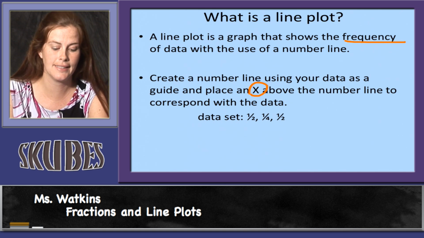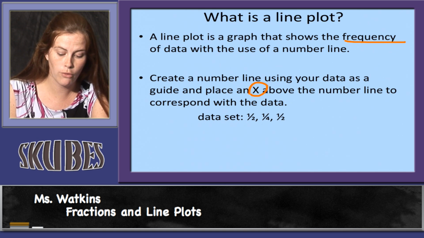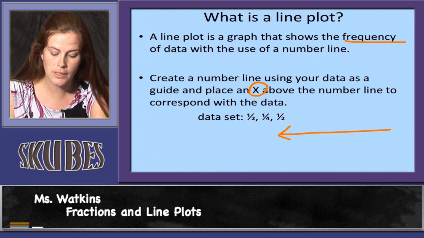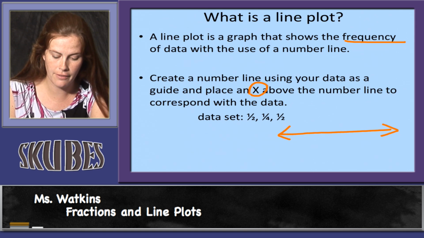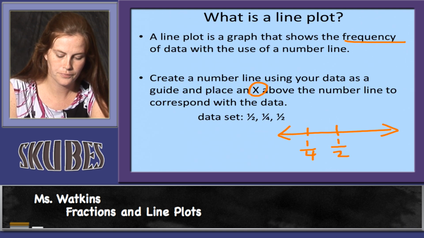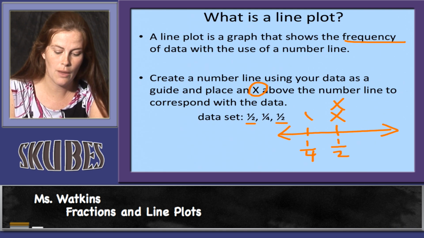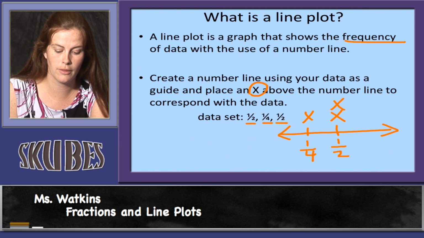So let's look at our data set listed here. We have 1/2, 1/4, and 1/2. So if I was going to make a line plot out of this data, 1/2 and 1/4, I would have 2 x's over 1/2 to show my 2 1/2s in my data set, and 1 x over the 1/4.